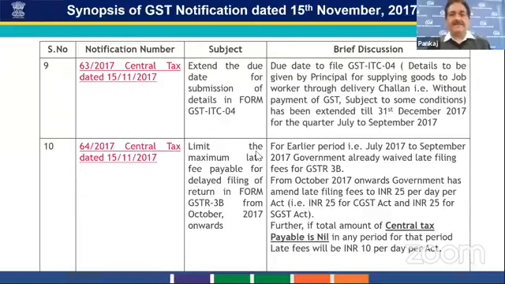And likewise, for furnishing GST ITC 4, which is a quarterly return to be filed by the manufacturer in respect of goods sent to a job worker and received back, the date has also been extended. It can be filed by 31st of December for the quarter July to September.